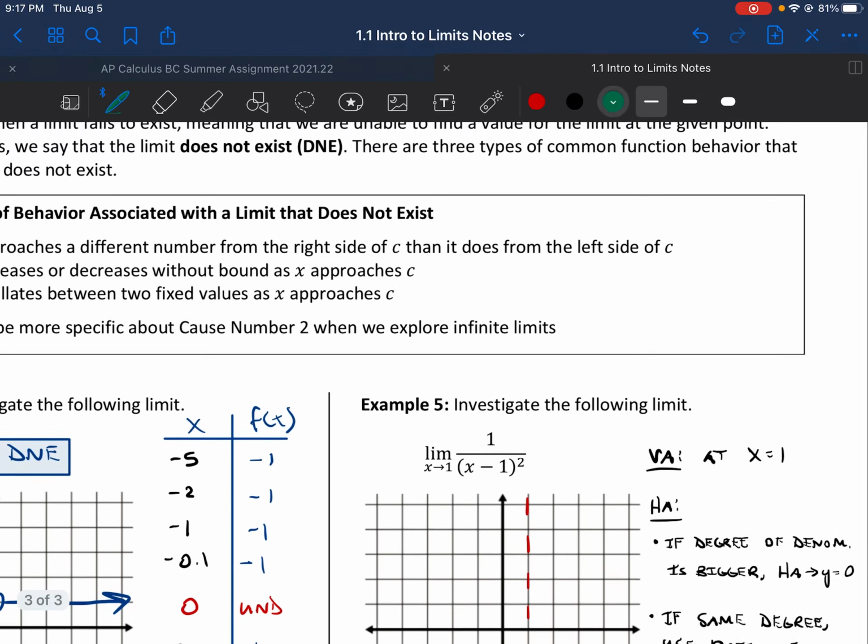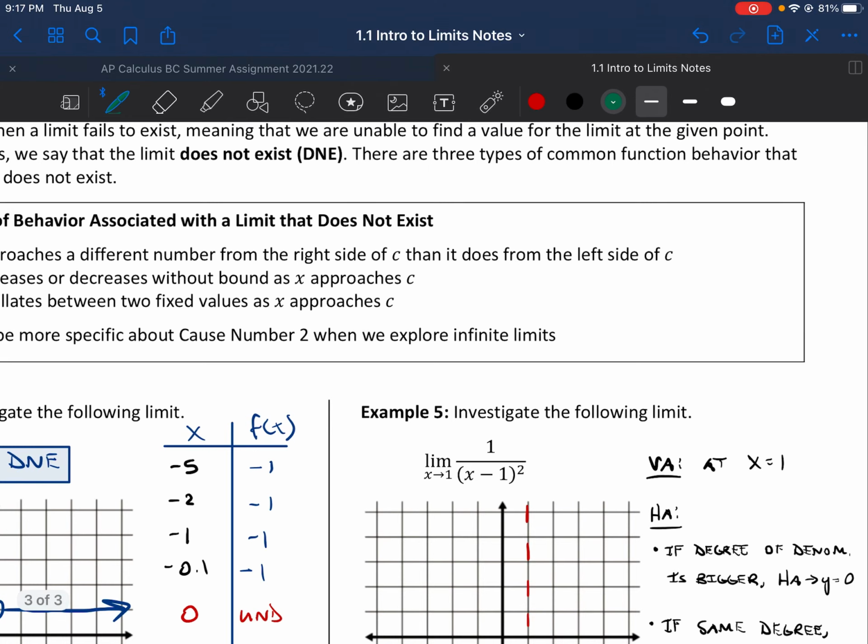Let's say, just for example's sake, that we were trying to find the horizontal asymptote of 3x to the third over 5x to the third. Well, they both have the same degree, right? x to the third over x to the third. So we would take the ratio of the leading coefficients, which is 3/5. So we'd have a horizontal asymptote at y equals 3/5.